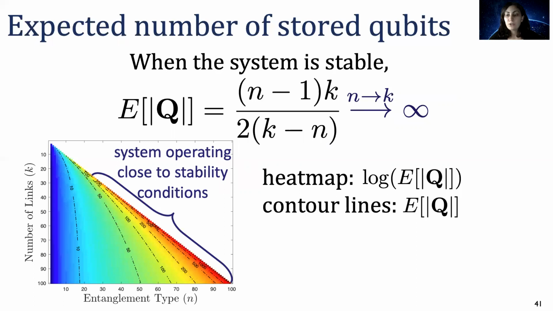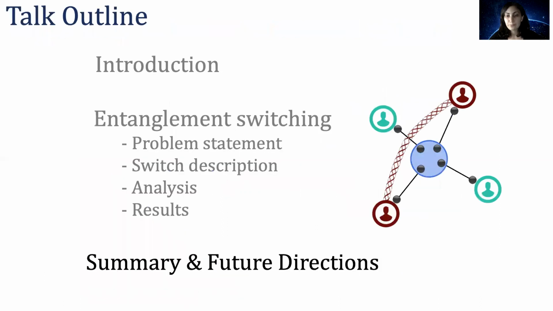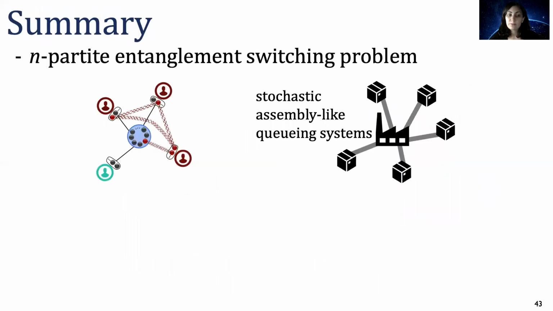In general, we also note that for small n, for example n less than 20, few quantum memories are required on average when the system operates at capacity. This result gives us insight on what is a reasonable number of quantum memories needed for an n-partite entanglement switch. We conclude our talk with a summary and future directions.